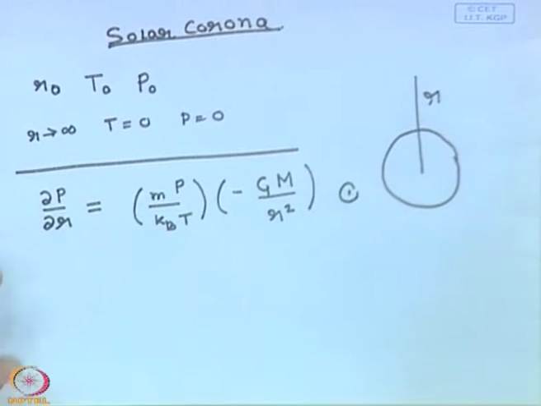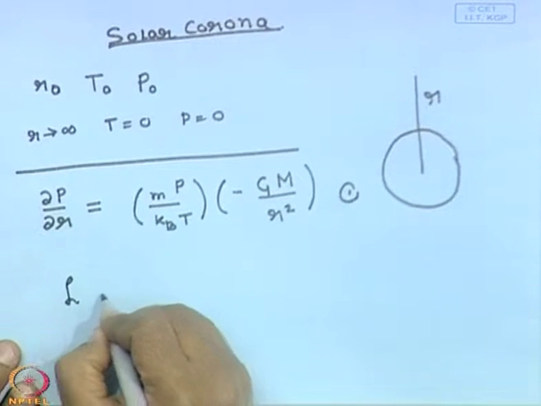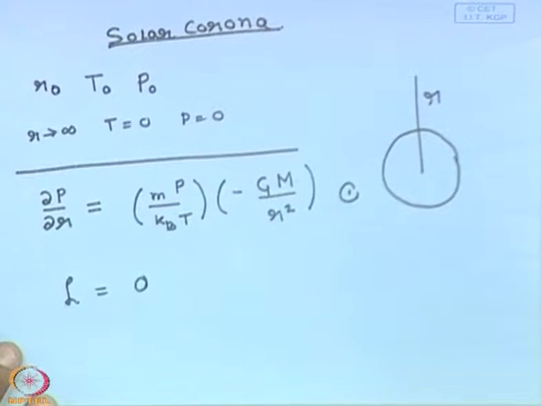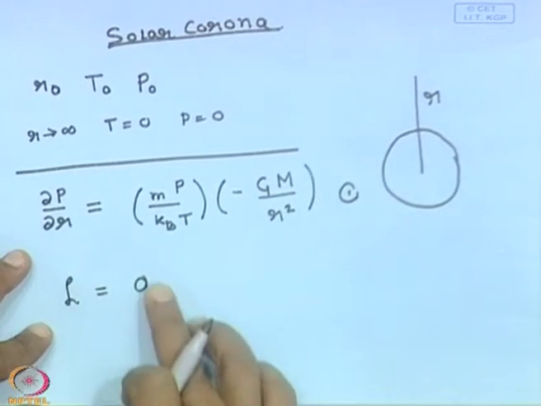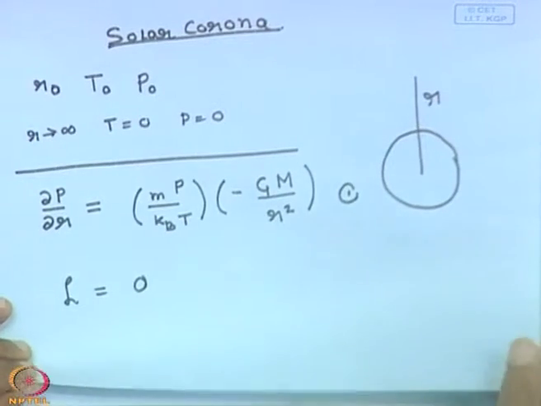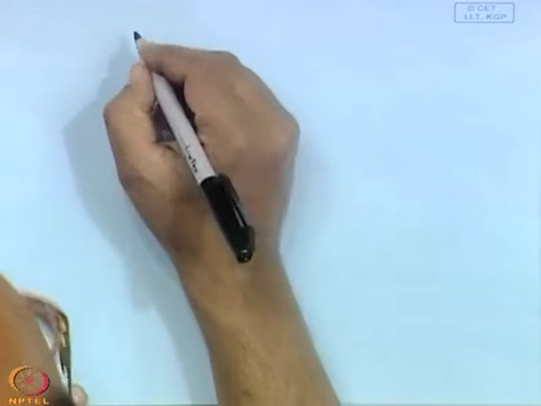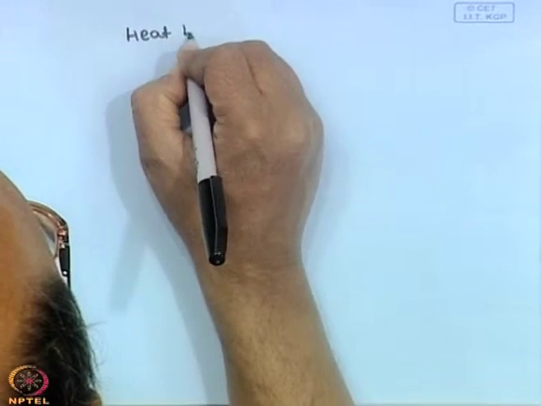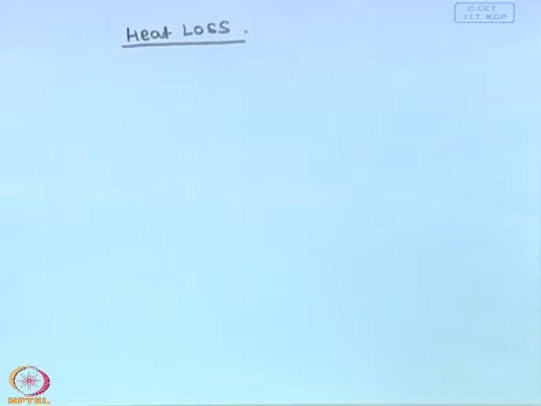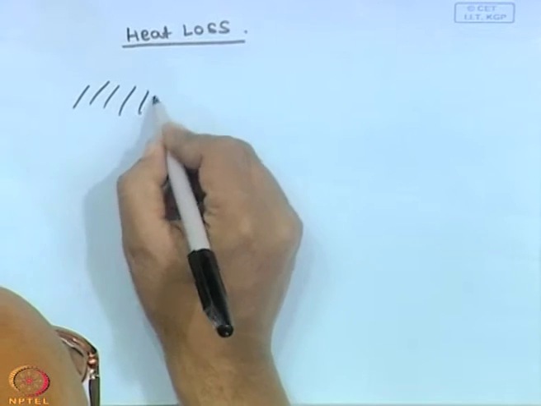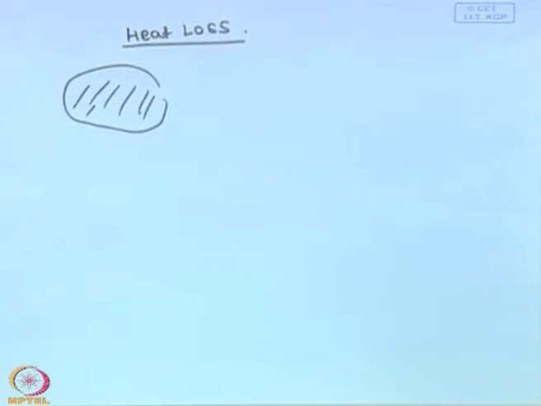We also have the condition that the heat loss L should be equal to 0, for any unit per unit volume of the fluid. Let us consider the heat loss first. Now, if you have a fluid, or any medium where different parts are at different temperature, we know that heat will flow from the hotter to the cooler part through conduction.